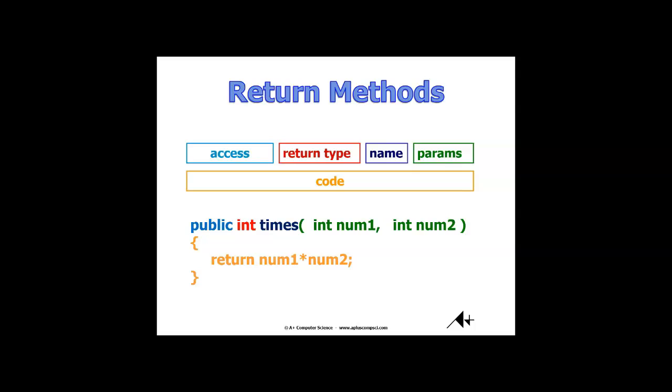Before, we had a diagram of a method when we were dealing with the void method. So here you have access. In the prior example, the access was public. This one's public. This one, the return type is int. The return type in the prior example was void. In the prior example, the name was either say name or speak. In this example, the name is times.